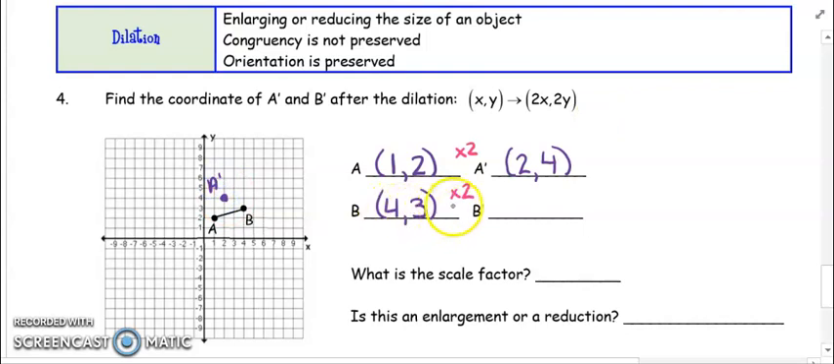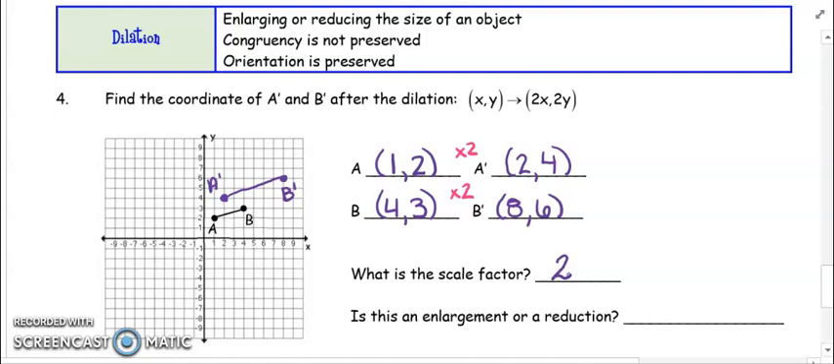B, which was (4, 3): 4 times 2 is 8. 3 times 2 gives me 6. So B prime, I have (8, 6). The scale factor is what we multiplied by there. So our scale factor is 2.